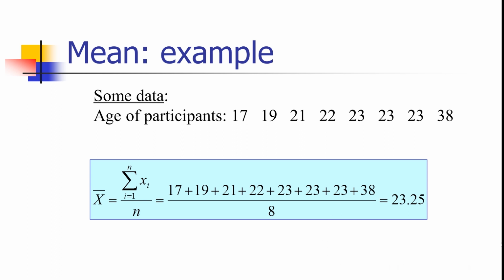So for example, let's say I had some hypothetical data here. I have some data on 8 participants in a study, and I have their data, their ages. So it ranged from 17 to 38. If I wanted to figure out their average age, I would just add up those 8 values and divide by 8. When I do that, I come out with a value of 23.25. So again, I think that should be pretty easy and familiar to most of you.